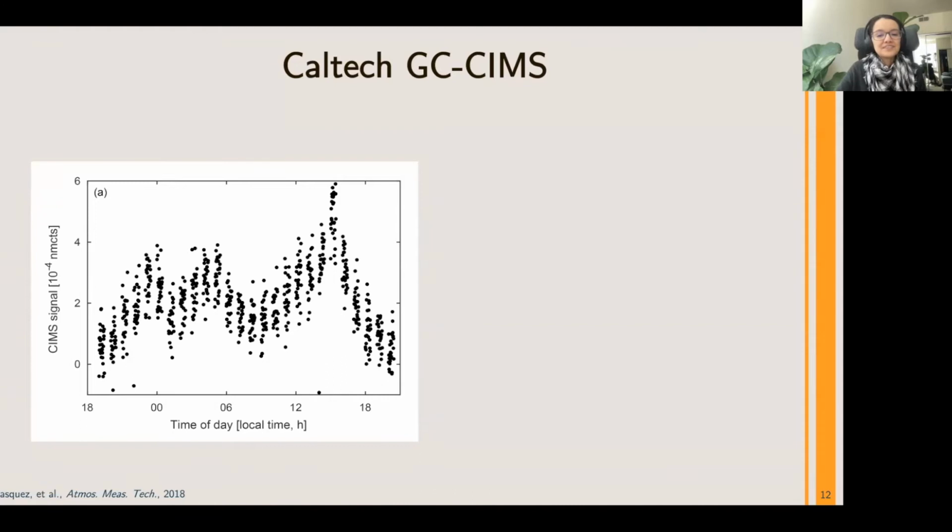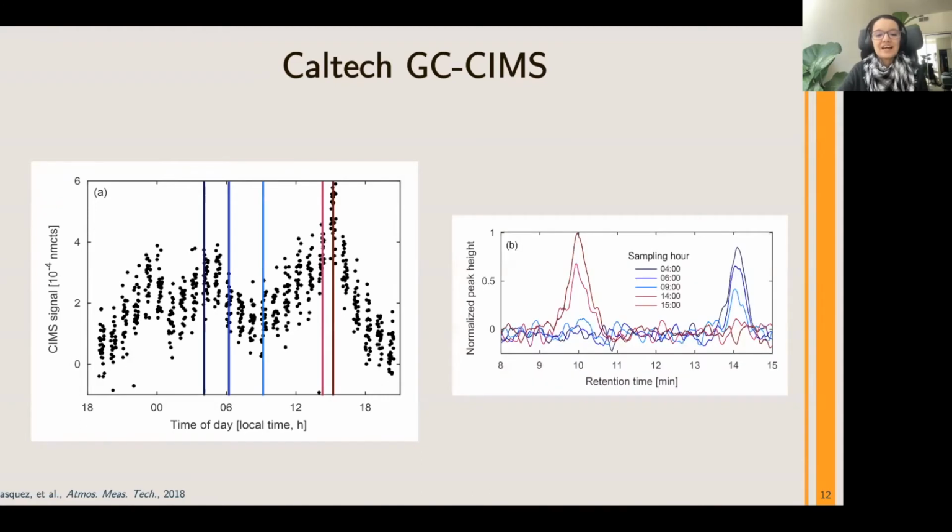But now with the GC upstream, we can take snapshots of the signal and have a better idea of what's going on. So it turns out that the early morning peak is made up of one component, which I show in the chromatogram in blue. And in the afternoon, it's an entirely different compound, which I show in pink. Of course, this is kind of just a proof of concept.